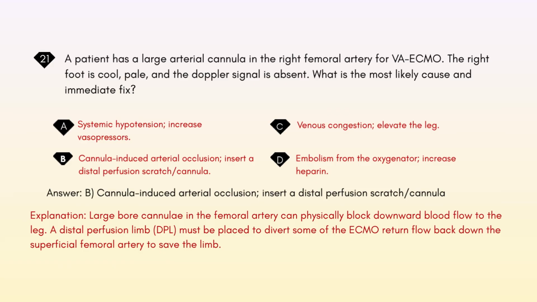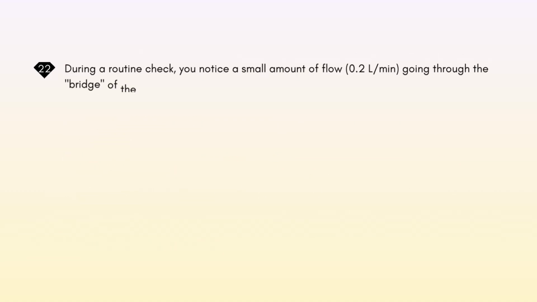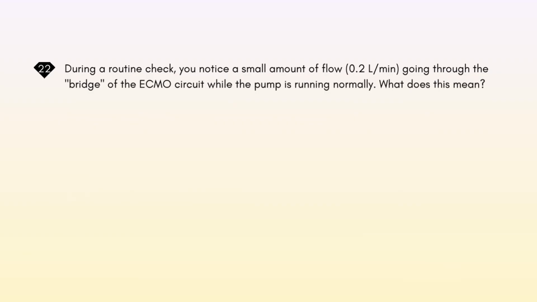A distal perfusion limb, DPL, must be placed to divert some of the ECMO return flow back down the superficial femoral artery to save the limb. During a routine check, you notice a small amount of flow, 0.2 liters per minute, going through the bridge of the ECMO circuit while the pump is running normally. What does this mean?